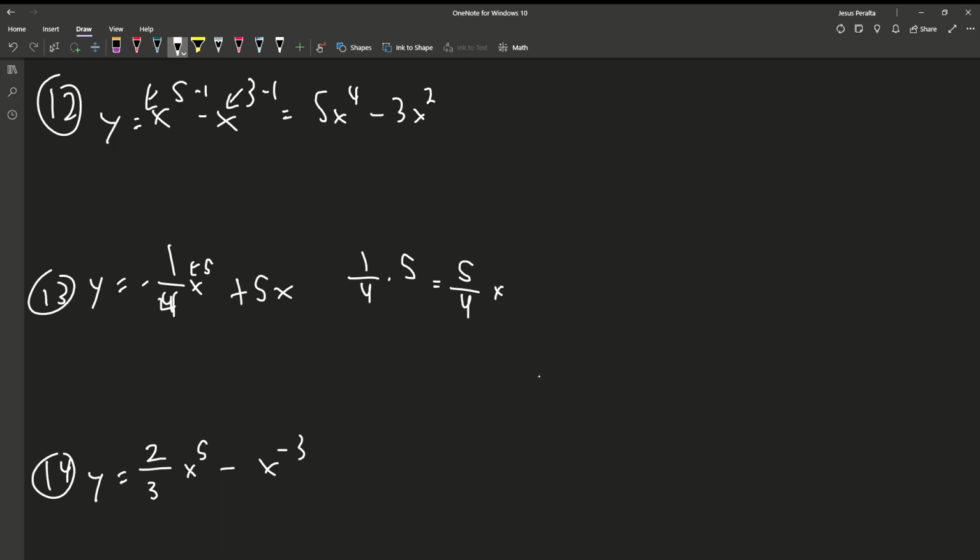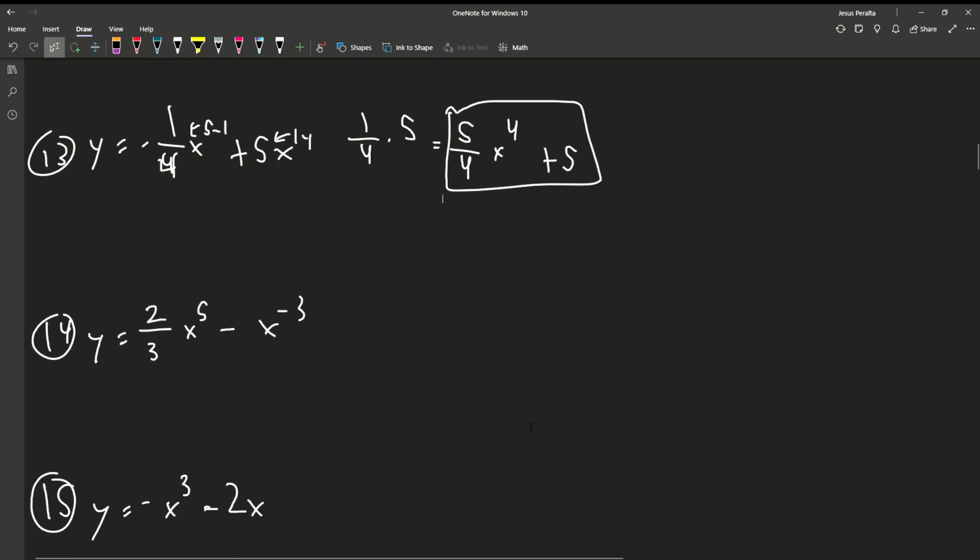And we bring the x, and then you subtract 1 from the power of 4. And in the other one, there's an imaginary 1 right there. Well, not imaginary, it's there, but we just never write it. 1 times 5, it's just 5. Subtract the 1, and that's going to be 0. x to the power of 0. Anything to the power of 0 is just 1, so it's 5 times 1. We're just going to leave it as 5.